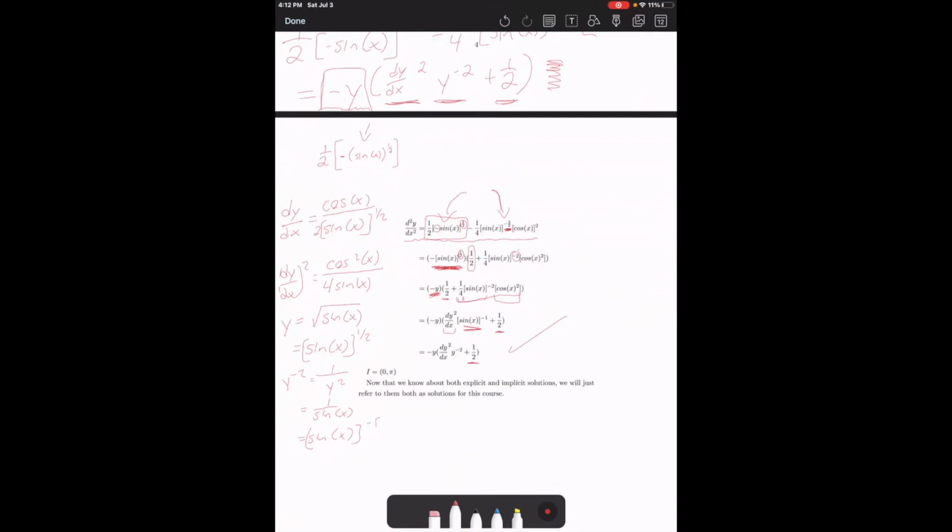Sine x is equal to 0 at 0, pi, 2 pi, and so on. But everywhere from 0 to pi, it will remain positive, and that is where pi over 6 resides. Pi over 6 is an element of 0 to pi. So our interval of interest is 0 to pi. Now that we know about both explicit and implicit solutions, we will just refer to them both as solutions for the purposes of this course.